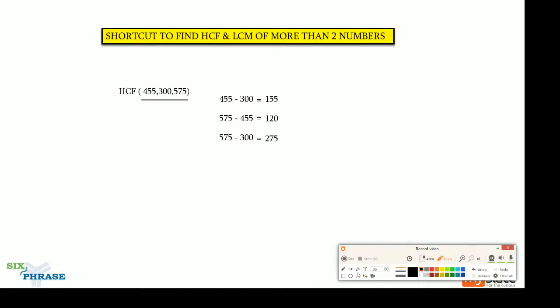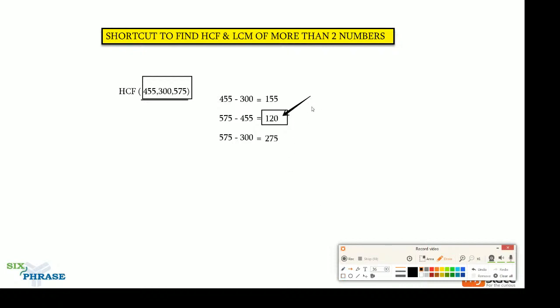When you subtract these numbers, you take two numbers and subtract them. Then take these two numbers and subtract them. Then take this number and this number and subtract them. Likewise, you will get three values. Out of those three values, take the smallest value. Now see if this 120 can divide all the three values. This 120 must divide all the three values. If this 120 divides all the three values, guys, then you can say this 120 is your HCF.